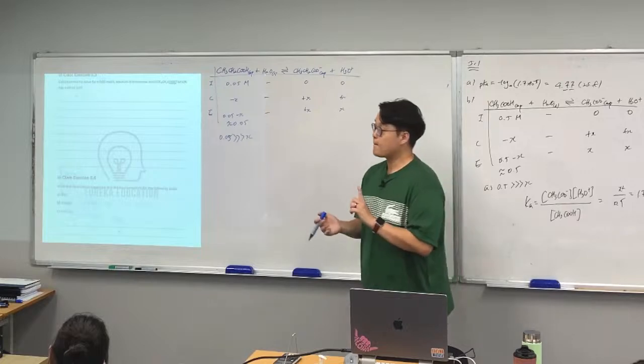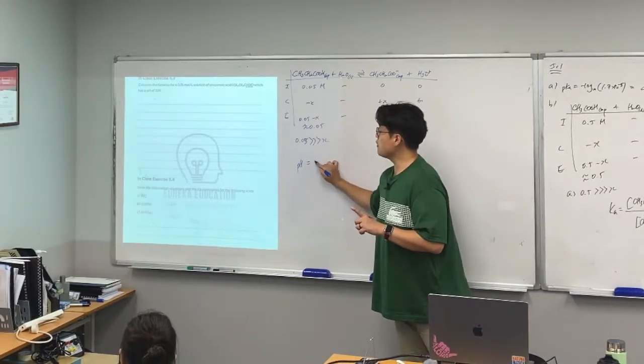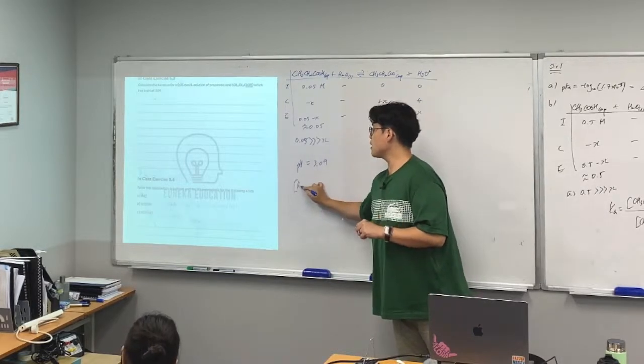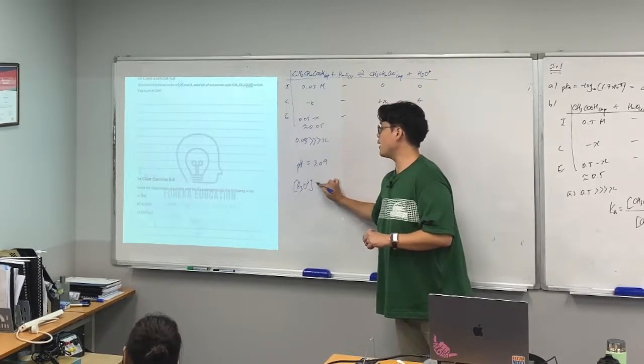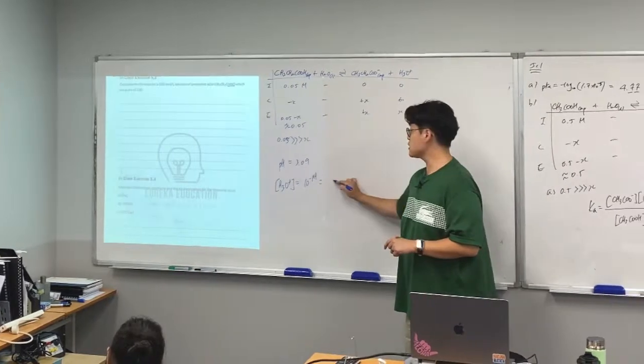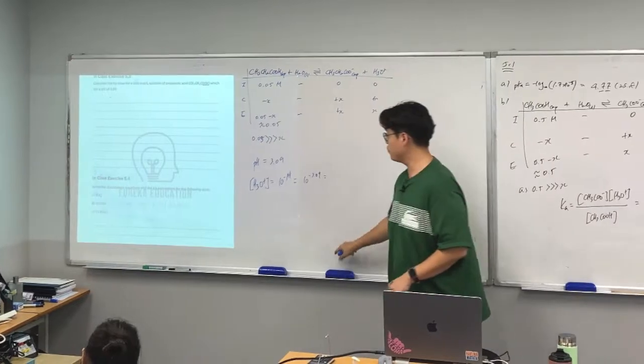Now, what we know from there is the pH of this solution is given as 3.09. That means we are able to find the concentration of the hydronium ion from the pH by 10 to the minus pH. That is 10 to the power of minus 3.09 mole per liter.